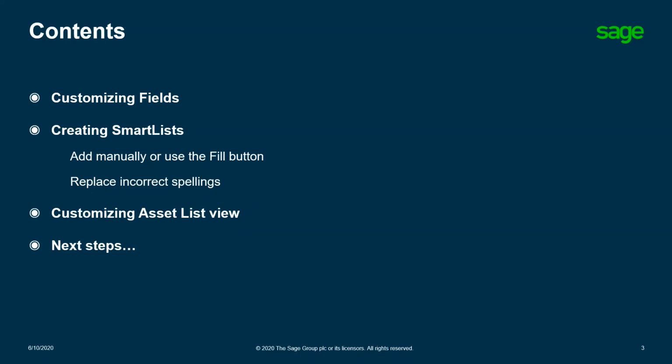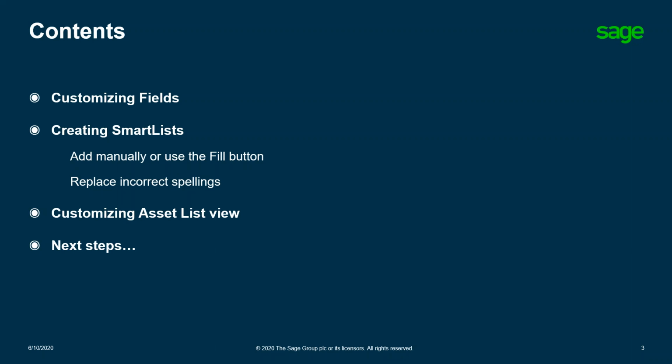And then we'll talk about the contents of today's webinar. So we'll start with customizing fields, and then an extension of that really is how to create smart lists to go with some of your fields, and that's a drop down of choices. Now you can add those smart list values manually. Another way to add them on existing data is using the fill button, so we'll show you both of those ways. And you can also use your Smart List tool to make corrections to things that aren't spelled correctly, so you get that consistency in your data that you're looking for. So lots of great tools with the Smart List feature.